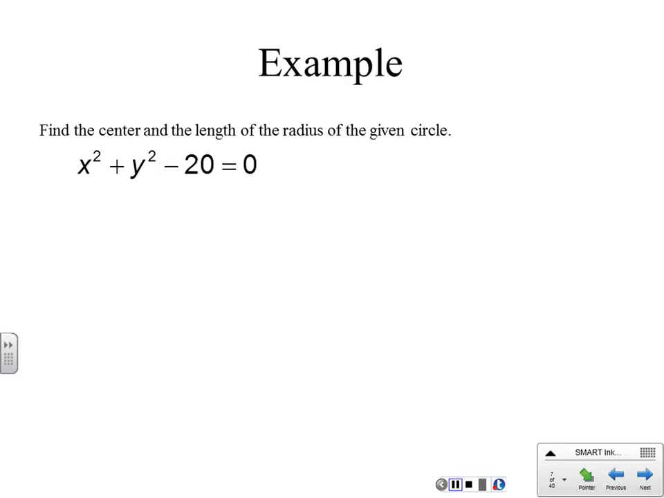Standard form. What was the first thing you did in order to get the standard form? You made an x grouping. You made a y grouping. Don't write this down because it's absolutely crazy. And you moved the 20 over. Right? That was your first step. Then your next step was what?